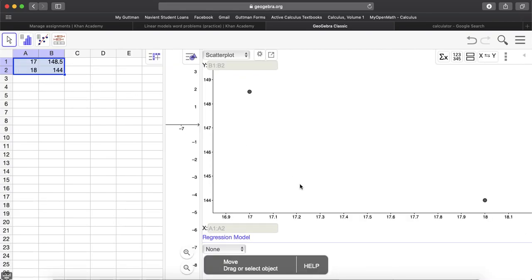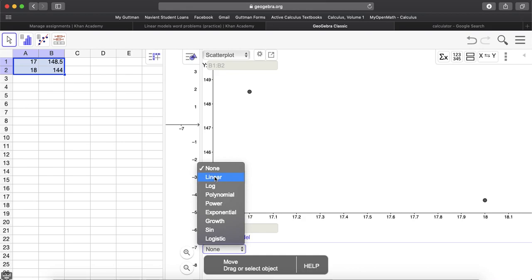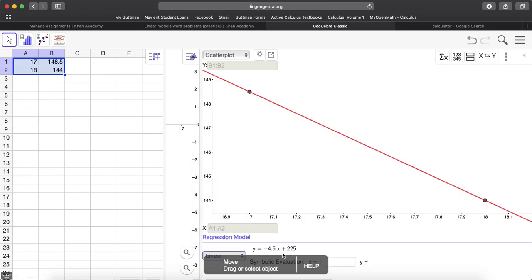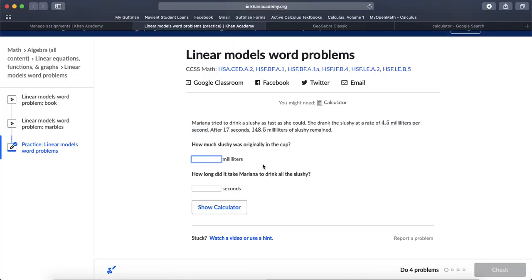Then I can follow the steps to generate a linear equation. Here's my linear equation. Once I have my linear equation, I can see the starting value. My B value is 225. That's the answer to the first question because this first question is asking for the starting value. It's asking how much slushie was originally in the cup.